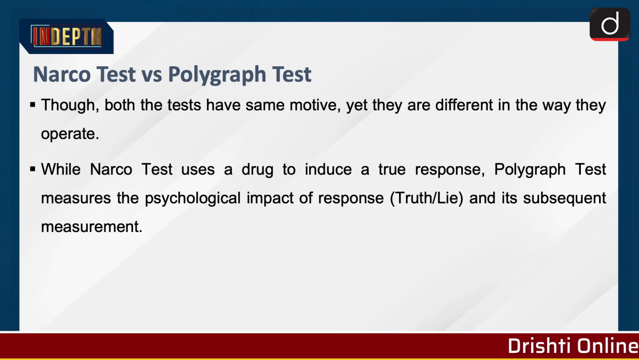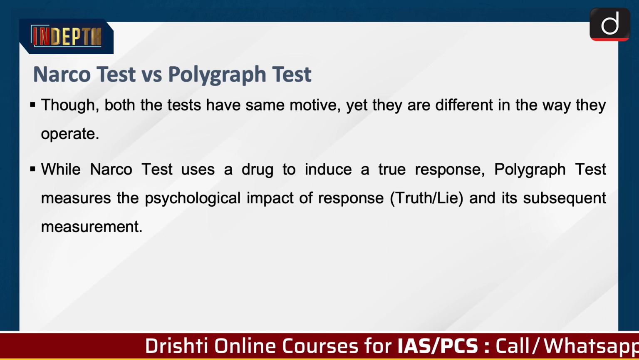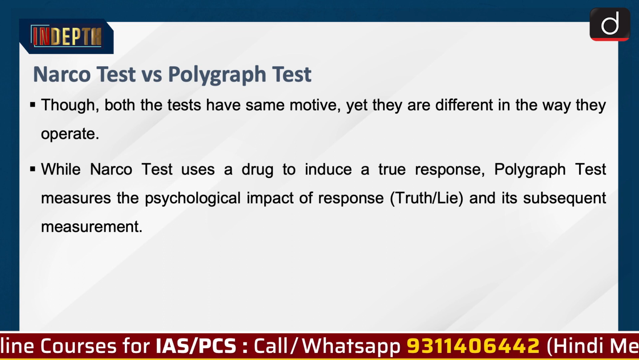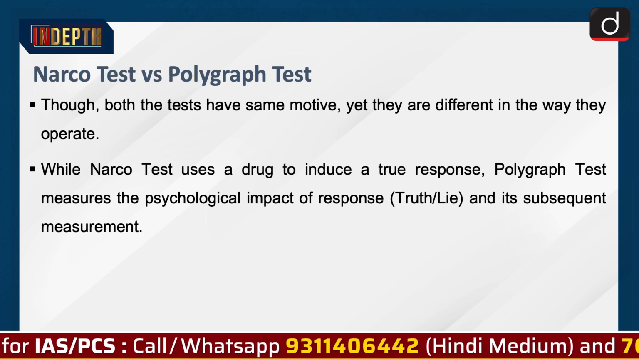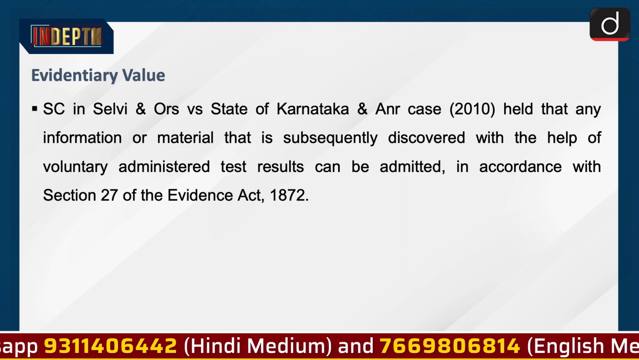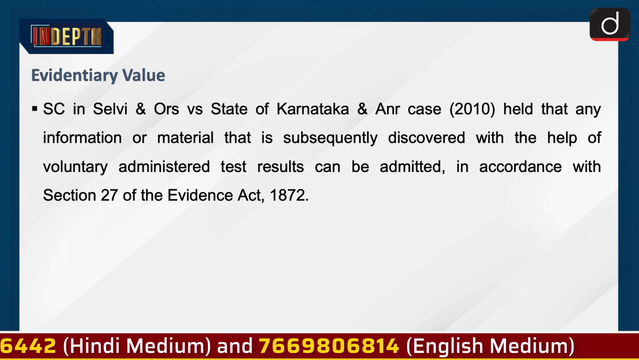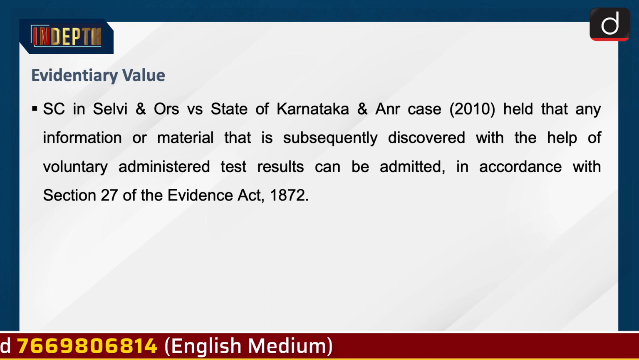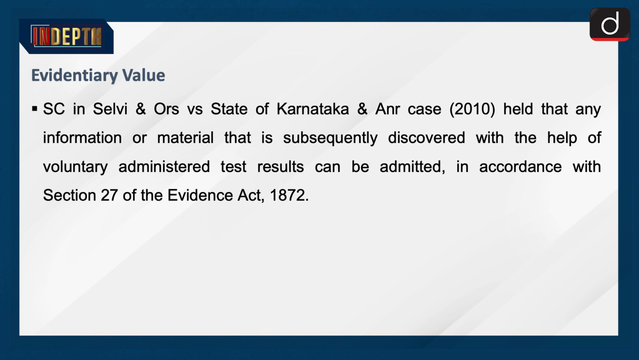Now let's compare Narco Test versus Polygraph Test. Though both the tests have same motive, yet they are different in the way they operate. While Narco Test uses a drug to induce a true response, Polygraph Test measures the psychological impact of response, that is truth or lie, and its subsequent measurement. Evidentiary value. SC in Selvi and others versus State of Karnataka and ANR case 2010 held that any information or material that is subsequently discovered with the help of voluntary administered test results can be admitted in accordance with Section 27 of the Evidence Act 1872.